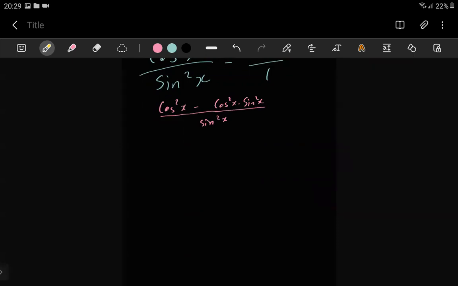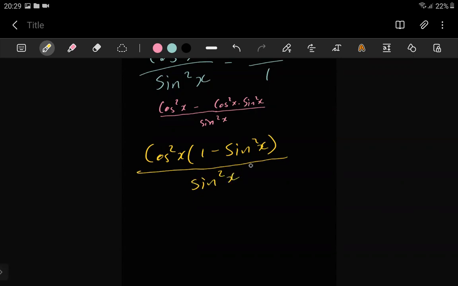So what you can do for yourself is take out cos squared x as a common factor at the top here. Then here you have 1 minus sin squared x. The bottom here, you have sin squared x. Do you see?